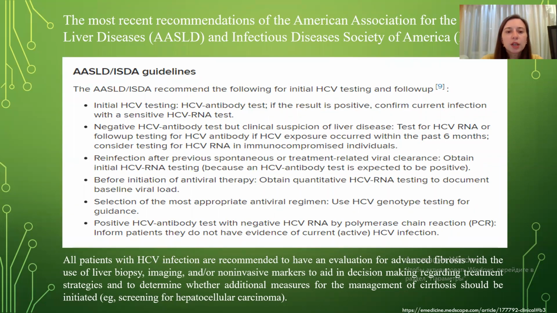Obtain HCV RNA testing before initiation of antiviral therapy. Obtain quantitative HCV RNA testing to document baseline viral load. For selection of the most appropriate antiviral regimen, use HCV genotype testing for guidance. Positive HCV antibody test with negative HCV RNA by polymerase chain reaction: inform patients they do not have evidence of current HCV infection.